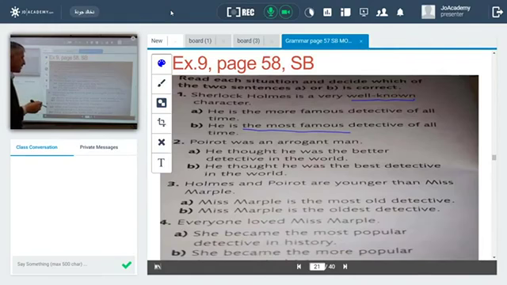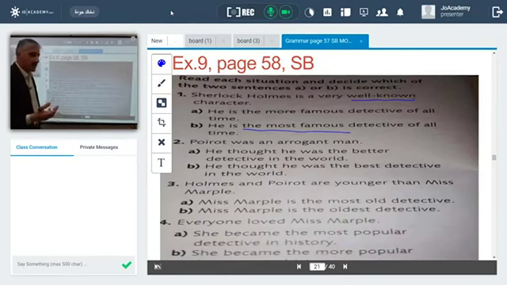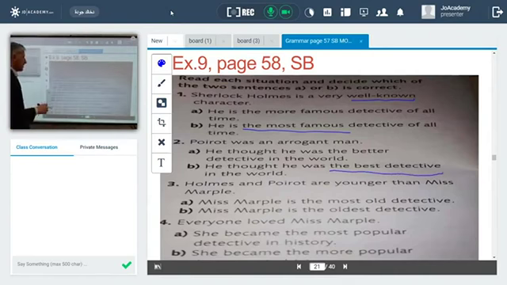The second sentence, Perry was an arrogant man. Arrogant, we said arrogant means متعجرف. Arrogant man. He thought he was the better detective in the world, or he thought he was the best detective in the world. What do you think? He was the better, or he was the best? With that, what do we use? Do we use better or best? Of course, we use the best here. He was the best detective in the world, because here it is superlative. He thinks that he was the best detective in the world.